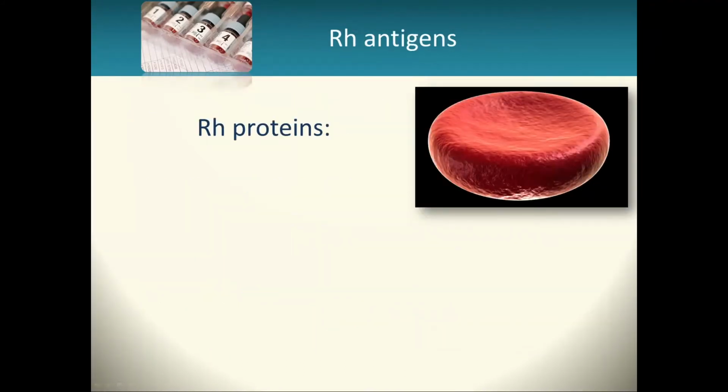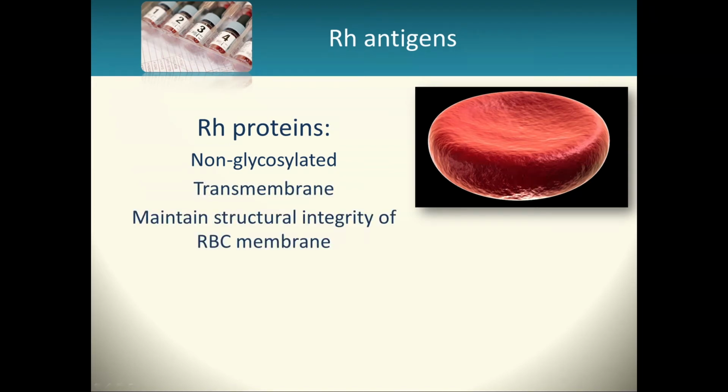The Rh antigens are proteins that are non-glycosylated and highly hydrophobic. They are transmembrane proteins that are thought to maintain structural integrity of the red cell membrane. And they may have a role in ammonia or CO2 transport.